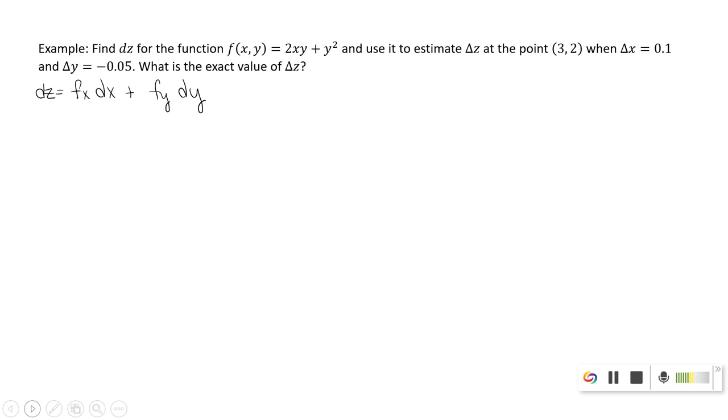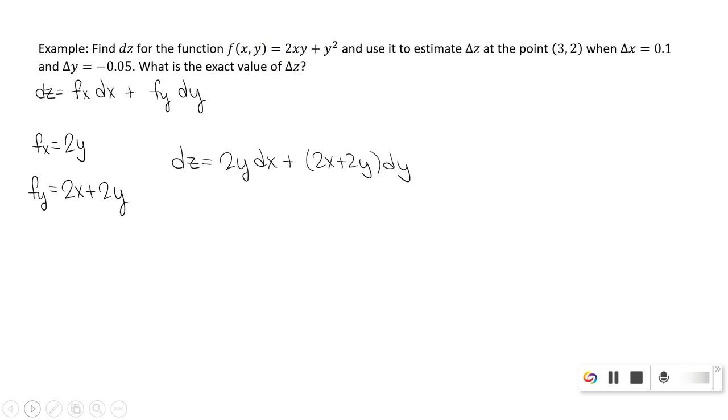So to compute our differential dz, we have to find our partial with respect to x times dx plus our partial with respect to y times dy. So looking at the function given, the derivative with respect to x is just 2y. And let's see, the derivative with respect to y would be 2x plus 2y. Okay, so those are my partial derivatives. So that means my differential dz is 2y times dx plus the quantity 2x plus 2y times dy.